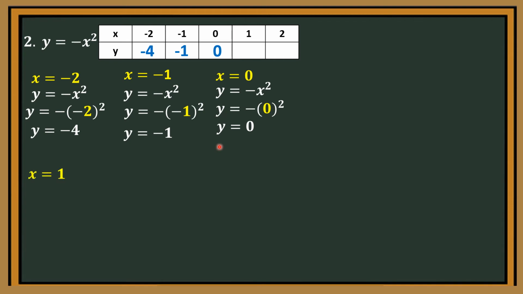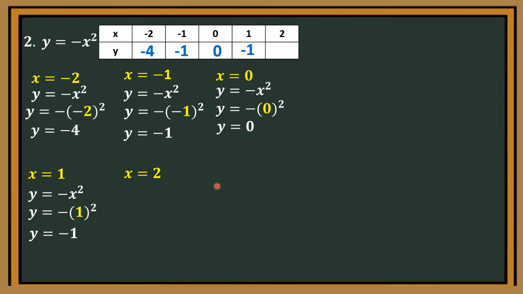What if your x is equal to 1? Original equation, substitution. So, eto na yung 1 natin. Simplify, y is equal to negative 1. Paano naging negative 1? 1 squared is 1 times 1. So, the answer is 1. Pero meron ka pang negative sa labas, kaya ang final mo ay negative 1. Lagay sa table.